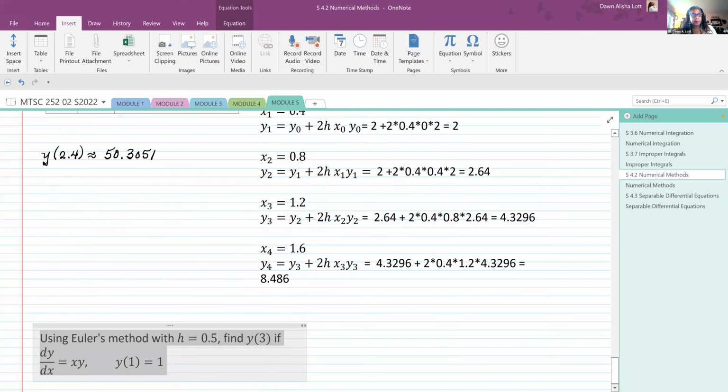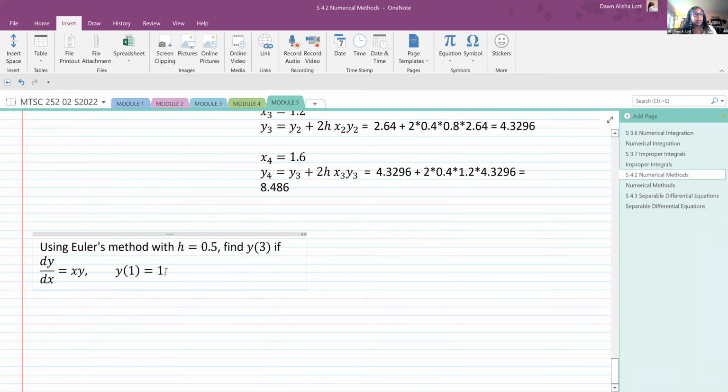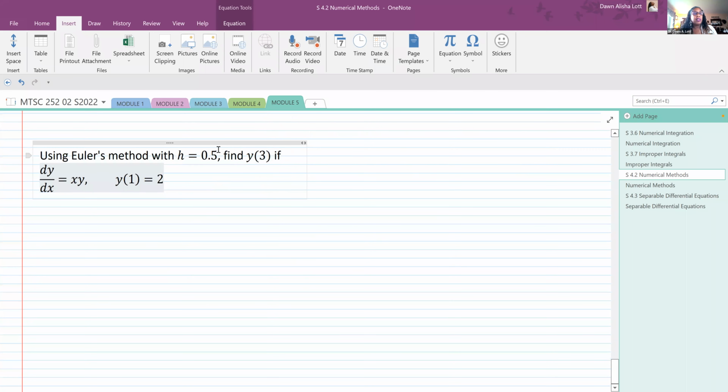So I just want to look at this problem here: using Euler's method with h equal to 0.5, find y of 3 if dy dx is equal to x times y. They give you y at 1 equals 1. I'm going to change that to y at 1 equals 2, just to make it a little bit different. So in this problem, can anybody tell me what x naught and y naught are?